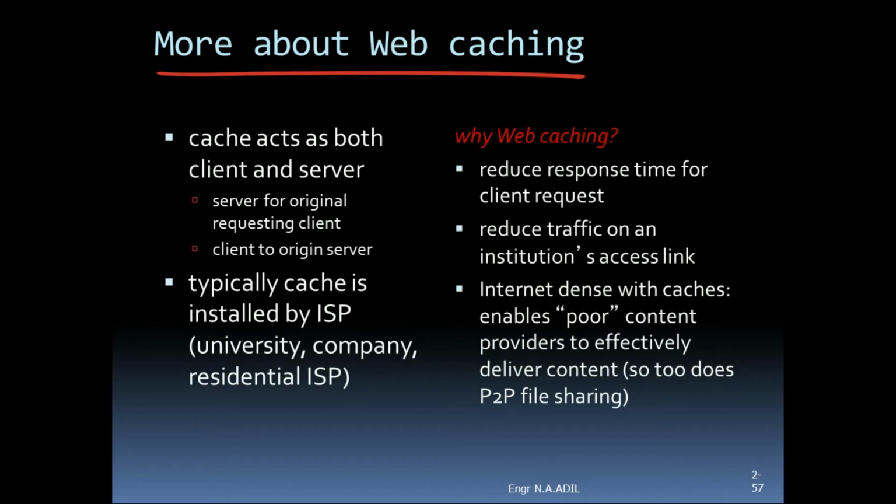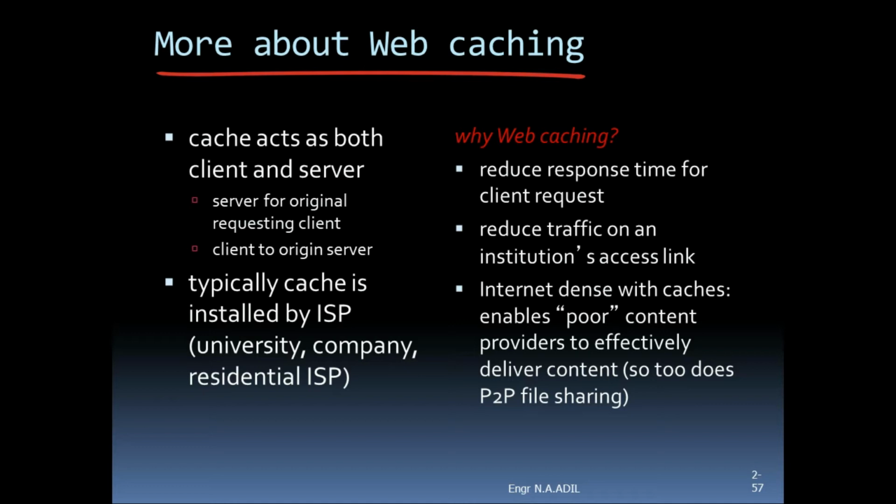So the cache acts as both client and server: a server for the original requesting client and a client to the origin server. Typically, a cache is installed by an ISP, internet service provider, a university, a company, or a residential ISP.